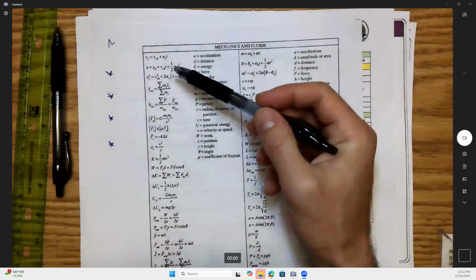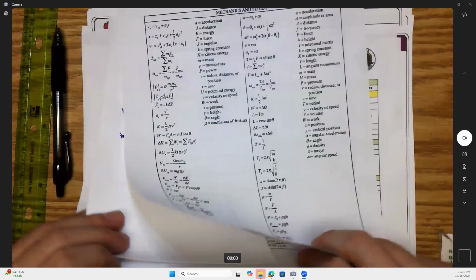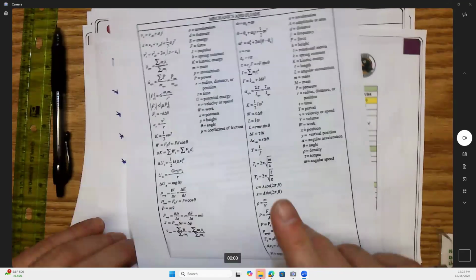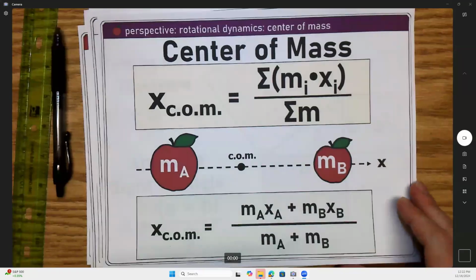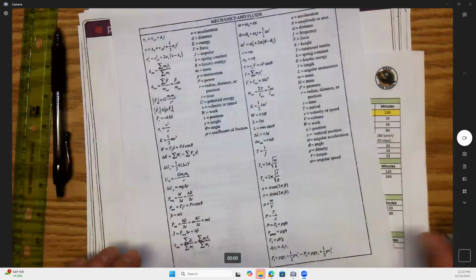Different textbooks, different ways. Here's center of mass. You guys remember center of mass? Here we go. You remember it's like a weighted average of masses. So mass times location, add them all up, then divide by the sum of the masses, gives you the average location. So you guys seen that?